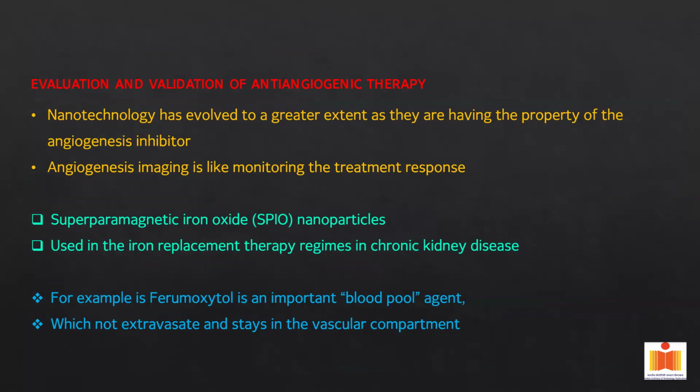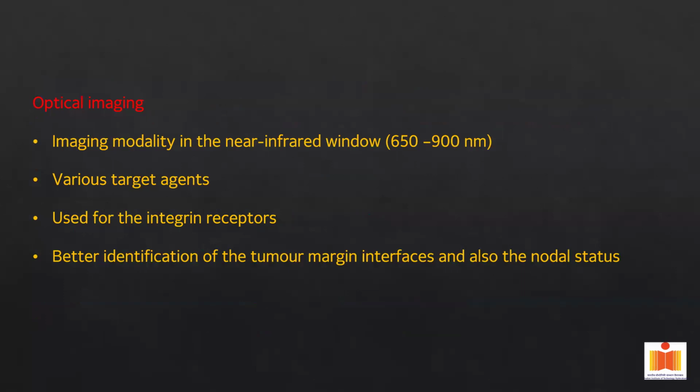So anti-angiogenesis. Angiogenesis is again related with cancer, we know. So how to identify that? What is the amount of angiogenesis happening? So these are very important things which can be identified by the use of nanoimaging. Next, please. So optical, we have already seen. Next, please.